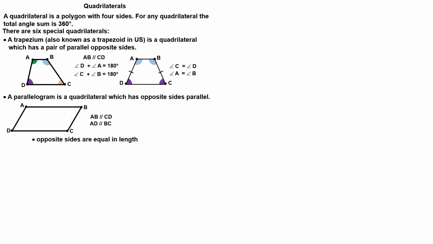Parallelogram is a quadrilateral which has opposite sides parallel. AB is parallel to CD. AD is parallel to BC. Opposite sides are equal in length. Opposite angles are equal in size. Adjacent angles along the sides are supplementary.